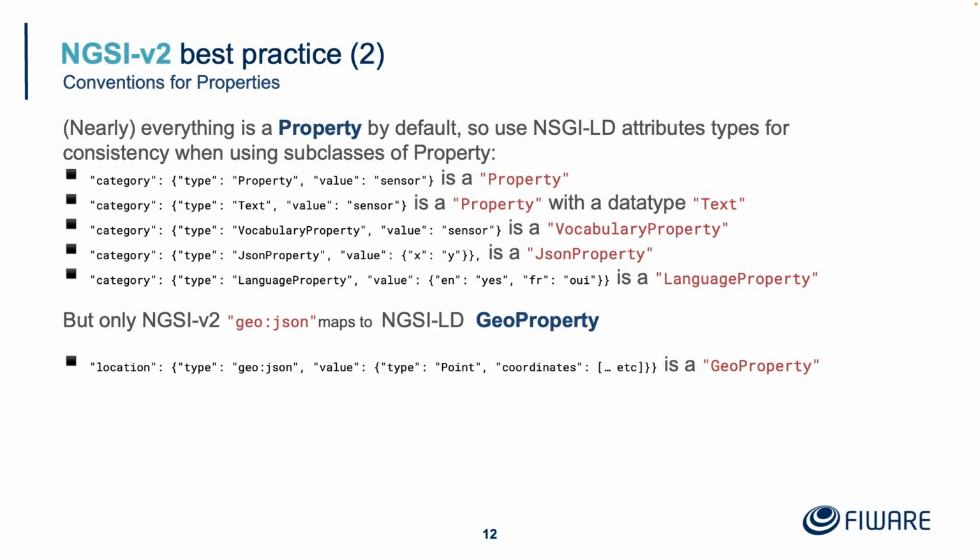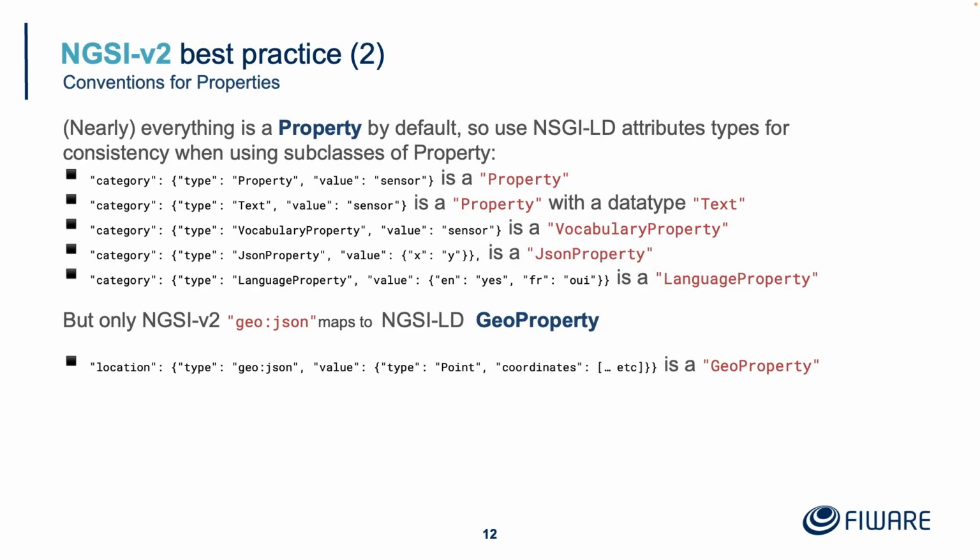Nearly everything in NGSI-v2, apart from obviously GeoProperty, is effectively the equivalent of a Property. You can use the NGSI-LD attribute types for consistency. So obviously, if you say type is Property, it's a Property, right? However, you can also use the type attribute for the data type of the value. So in this case, we're saying type is Text.